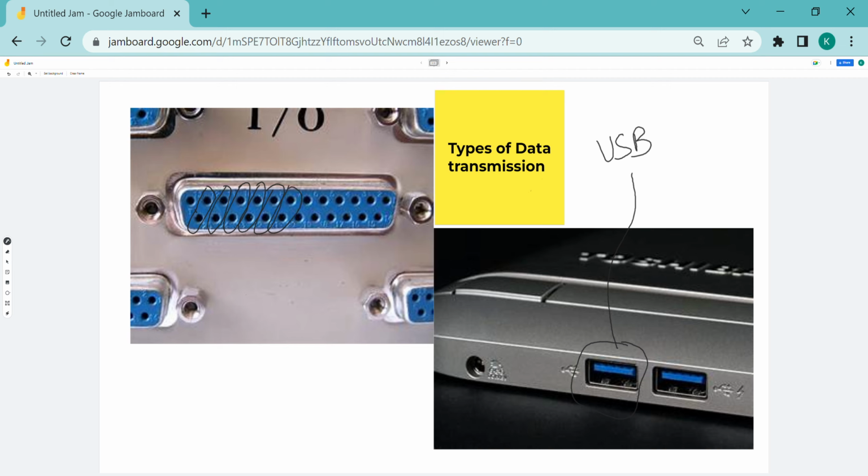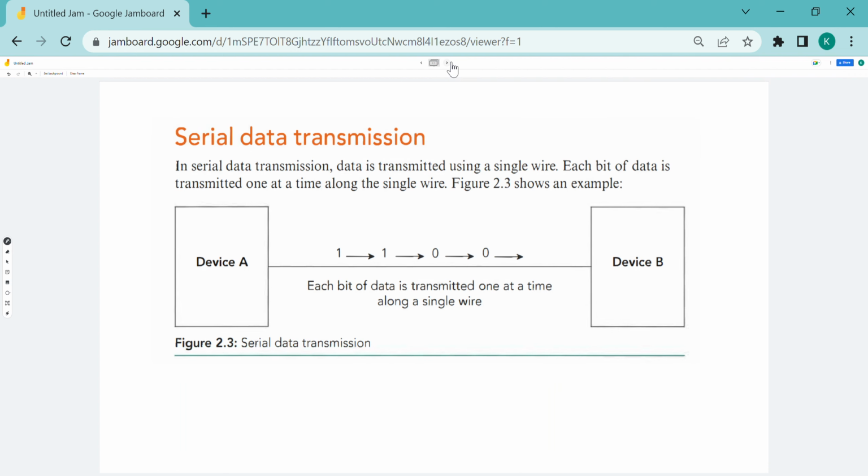So such type of data transmission where we are using parallel line, that is known as parallel data transmission. And this type of transmission is known as serial data transmission. So basically we have two types of data transmissions. Let's proceed further with these types of transmission.